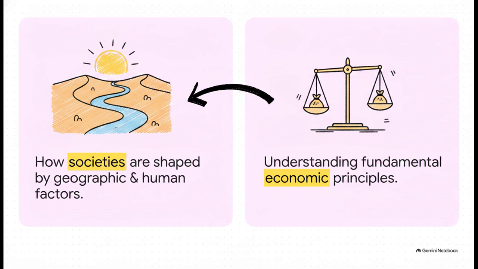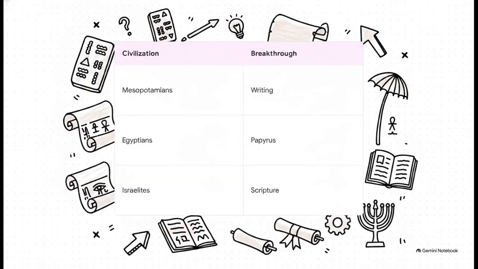Geography isn't just lines on a map, guys. It was literally destiny for these early peoples, fundamentally shaping their economic principles. And man, there were some incredible breakthroughs that came straight out of these environments. The Mesopotamians developed writing.